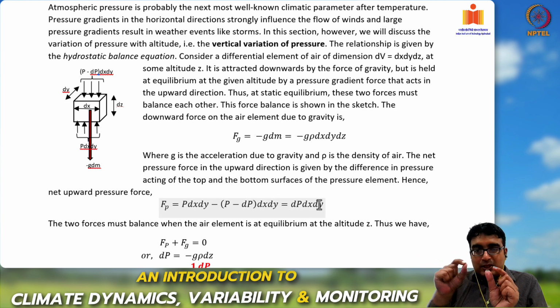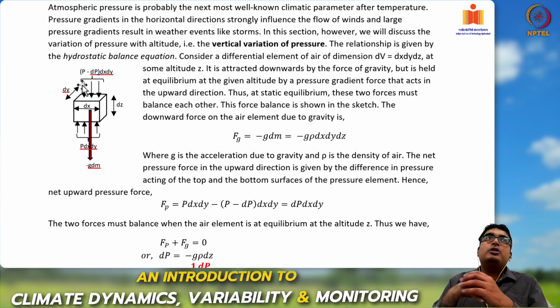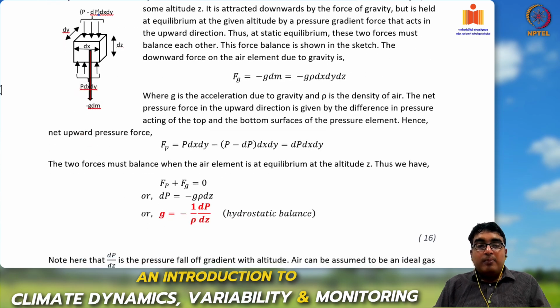Now, if we assume that this small parcel of air is stationary, that the air is calm and there is no movement of air at this point, then the downward force due to gravity must balance the upward force due to pressure. So Fp plus Fg must equal 0. Fg is negative because it is going in the minus z direction, and Fp is positive, going in the plus z direction. So the sign takes care of itself.